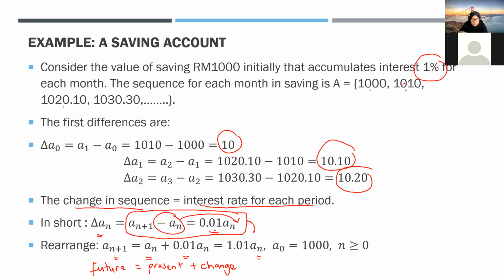You cannot just jump. Based on my first initial saving amount, it's hard if we use this formula. Based on this formula, it is impossible to find, let's say, the value after n equals to 10 years.